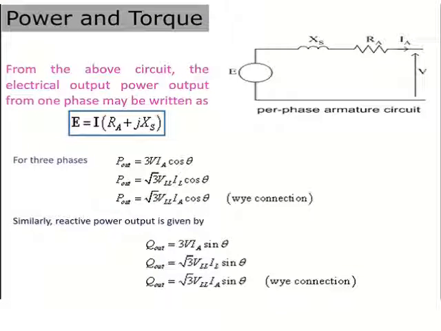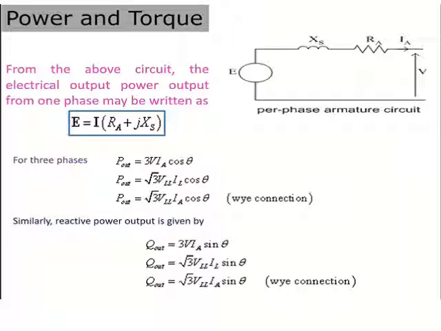So, we have already studied the power and the torque equation. This is the equivalent circuit of a synchronous generator. E is the induced EMF, Xs, as you know, is the synchronous reactance, Ra is the armature resistance, Ia is the armature current, V is the terminal voltage, and this is the per phase equivalent circuit. So from this equivalent circuit, we can derive the equation, that is, E, the induced EMF, is equal to V plus Ia into (Ra plus jXs), by using simple Kirchhoff's law.